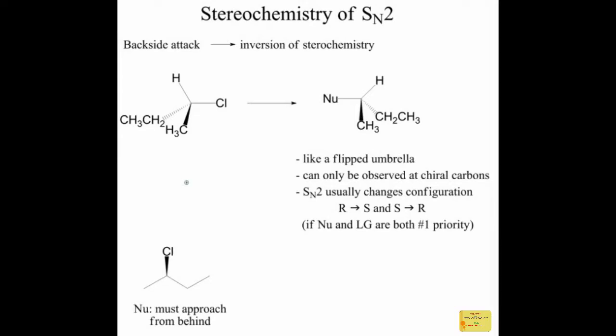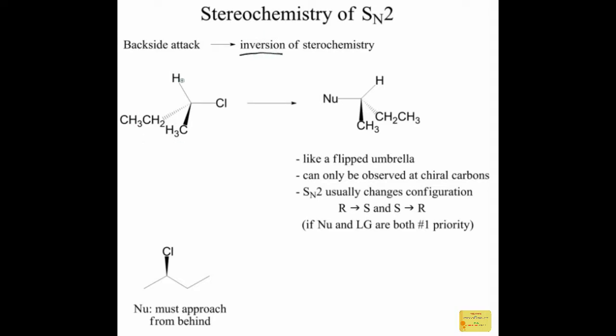One more thing to discuss about the SN2 is the stereochemistry of the SN2. We said that it's backside attack. The nucleophile is to come in 180 degrees from where the leaving group is located. The result of that is we get what's known as an inversion of stereochemistry. We say inversion takes place.